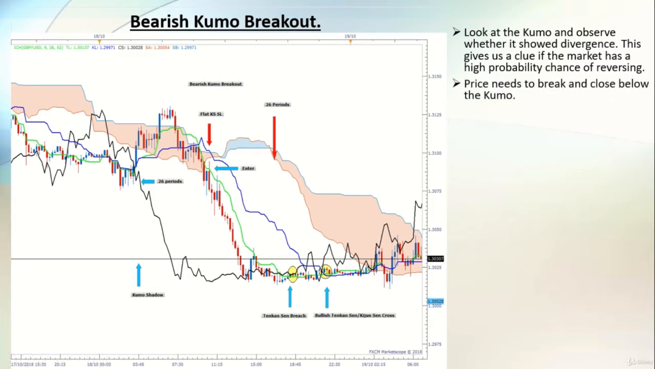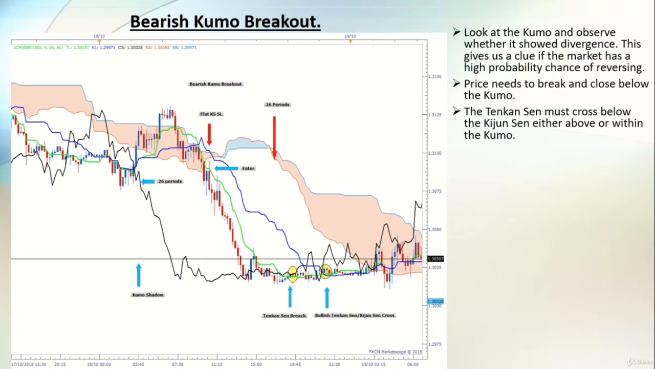What we need to look for in a Kumo breakout first is whether price broke and closed below the Kumo. This is what happened over here. On this candlestick, price broke below the Kumo. This means the sentiment is bearish. Just because price breaks below the Kumo, that doesn't mean you should enter into a trade. Remember, you have to use all the indicators as a whole, not just one indicator as a trade setup. Otherwise, most of the time, you'll get stopped out.